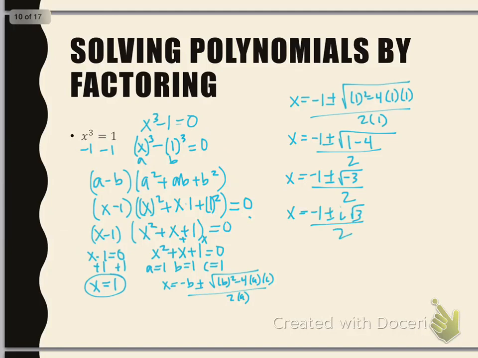And I cannot break the square root of 3 down anymore, so here are my other two answers. It is the positive side of it and the negative. So negative 1 plus i square root of 3 over 2, and negative 1 minus i square root of 3 over 2. And I needed 3 answers, and 1, 2, 3 are my 3 answers.